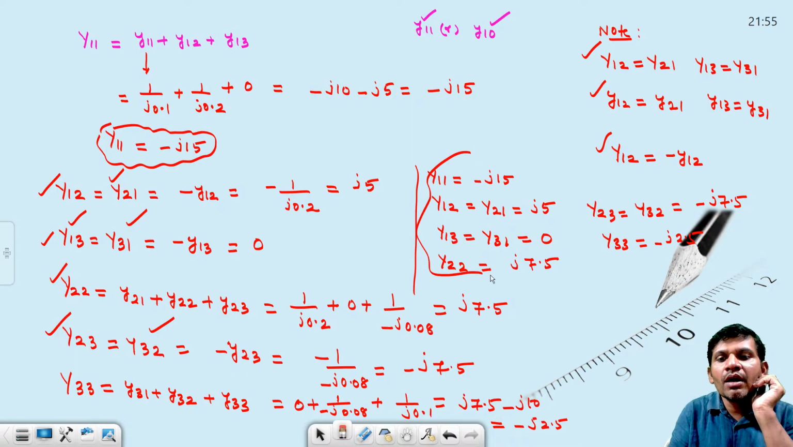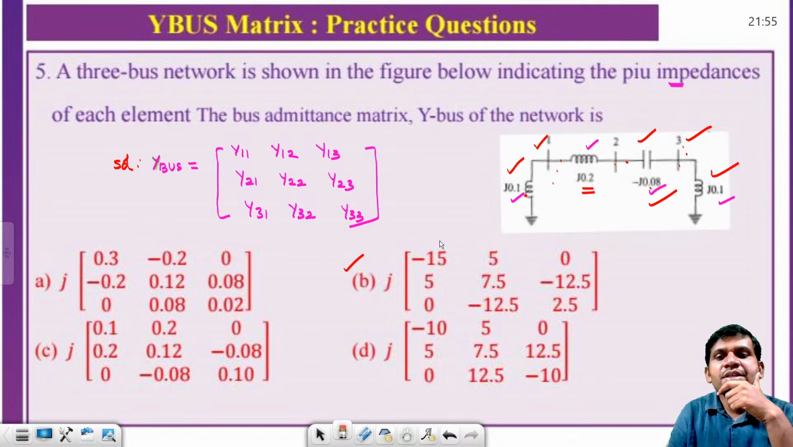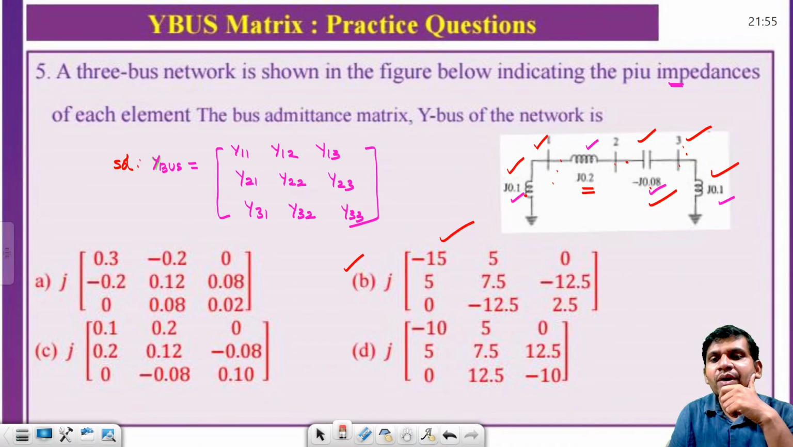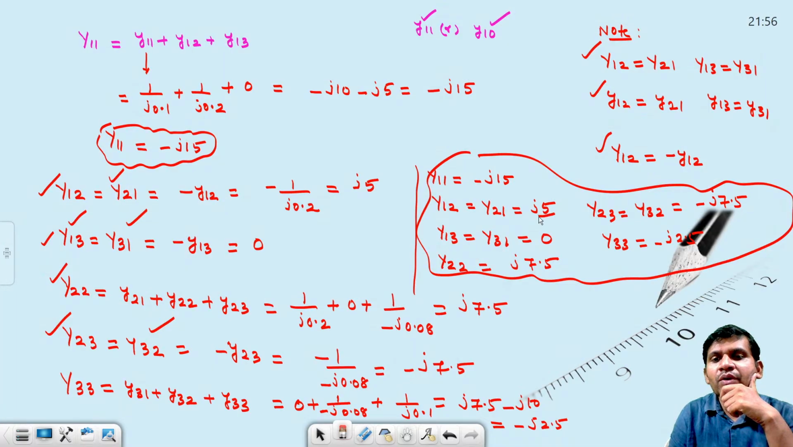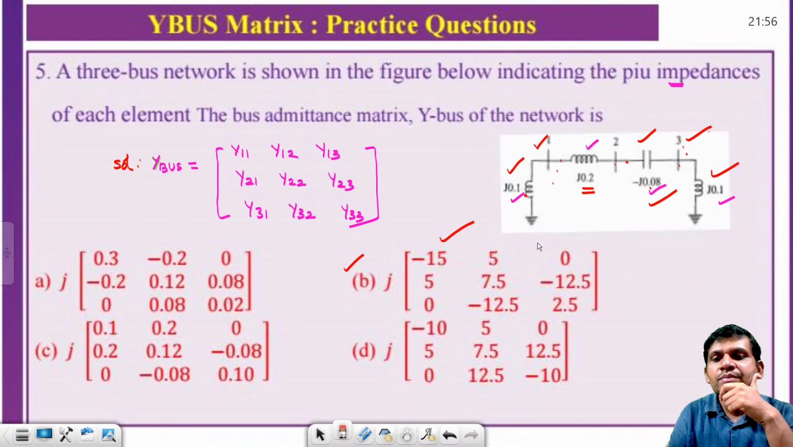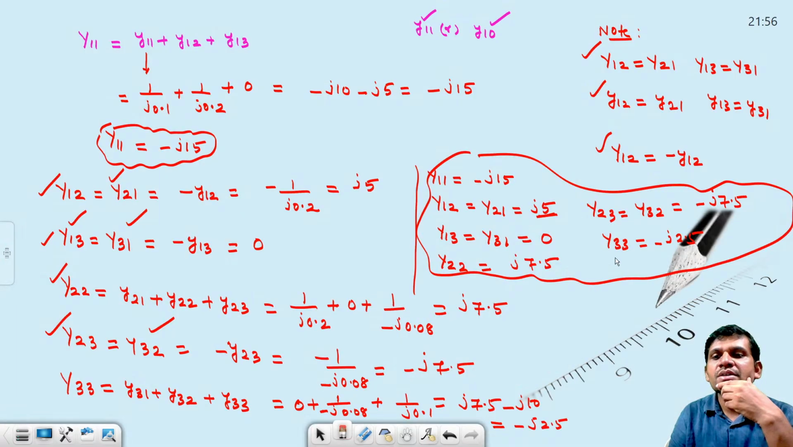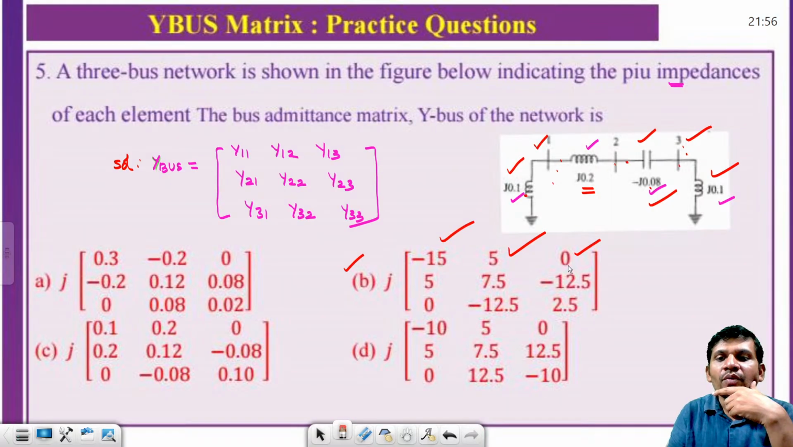You check all the elements in the matrix. This is minus 15. This is Y11. Y12 is how much? We got Y12 equal to J5. Sorry, Y13 is 0, right? There is no connection between 1 and 3. Y13 is how much? 0. Y13, Y31 are 0. What is Y31?